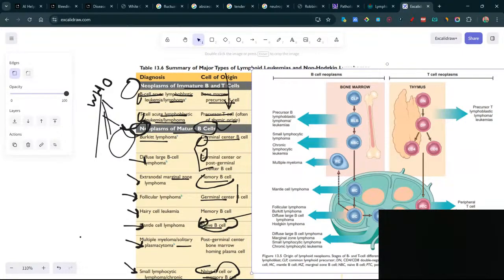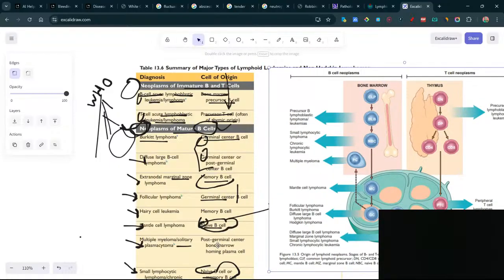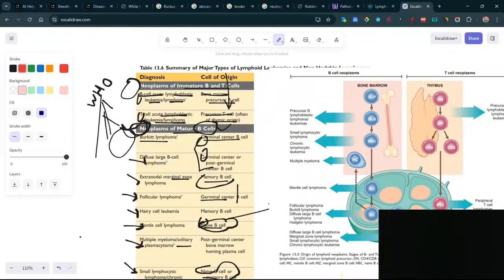Multiple myeloma. Where is multiple myeloma? Okay, post germinal center. Post germinal center forming plasma cells. Okay, here.